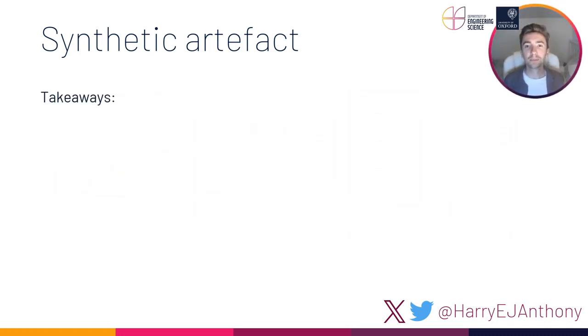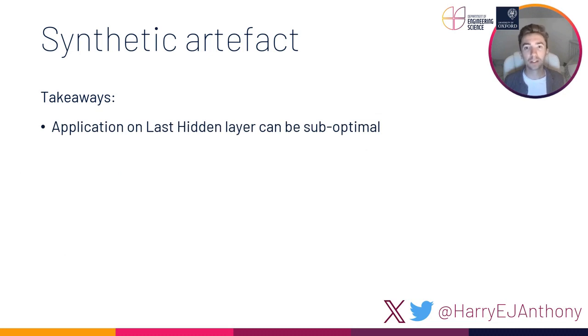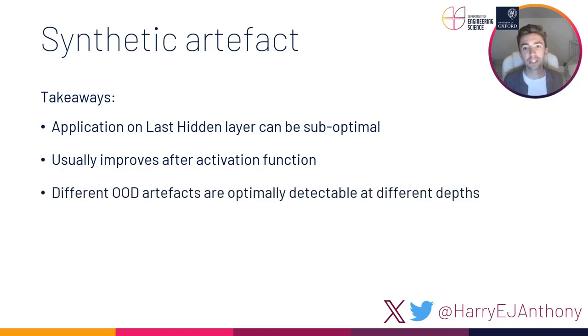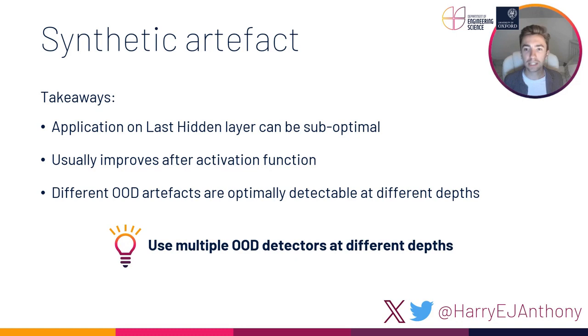So, some of the key takeaways from our synthetic artifact experiments are: application on the last hidden layer of a network can actually be very suboptimal, despite being the most common implementation of the method. Moreover, the performance of this method typically improves after an activation function, like a ReLU, and different types of out-of-distribution artifacts are optimally detectable at different depths of the network. There is no one-fits-all depth. This final point motivates us to think that out-of-distribution detection may be improved by using multiple OOD detectors, each at different depths of the network, trying to identify different artifacts.